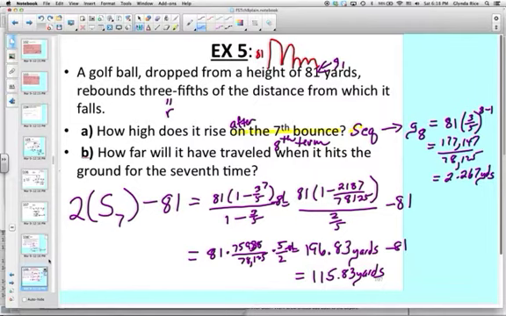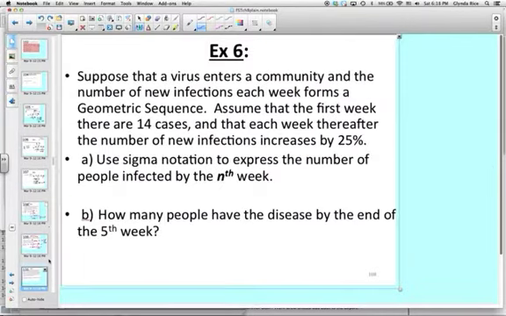Okay, again, make sure you go over this. Make sure you can repeat this because you can see it's going to happen a lot. A virus enters a community and the number of new infections each week forms a geometric sequence. Assume the first week there are 14 cases, so this is G sub 1. Each week thereafter the number of new infections increases by that, so r is 1.25 because it grows by that. Use sigma notation to express the number of people infected by the nth week.